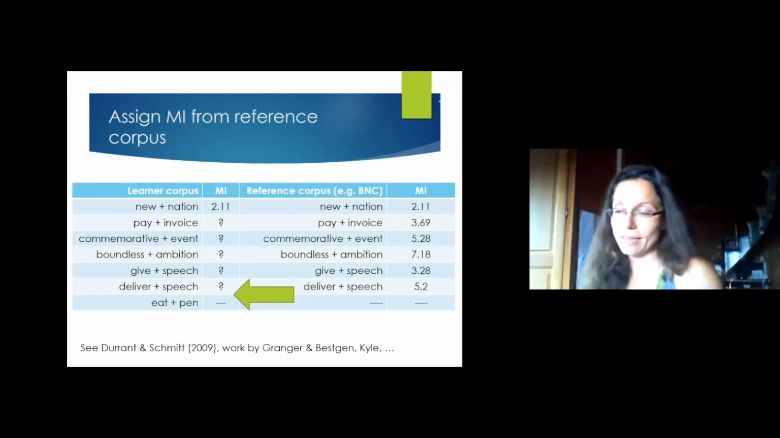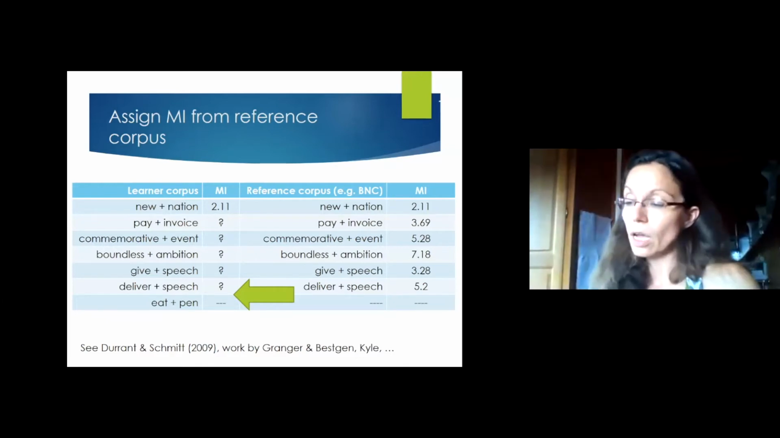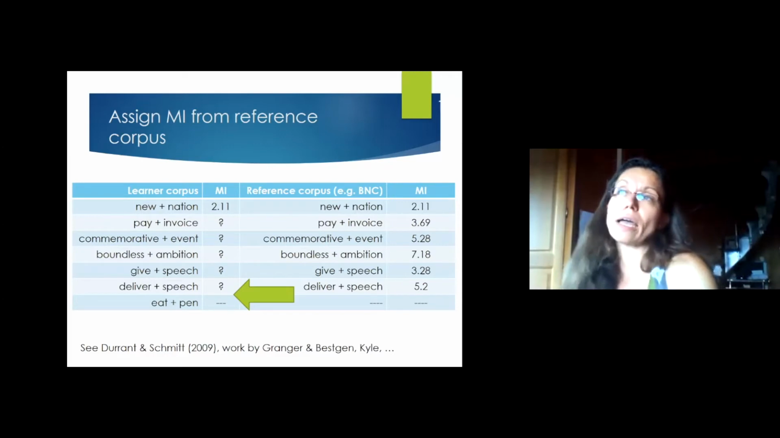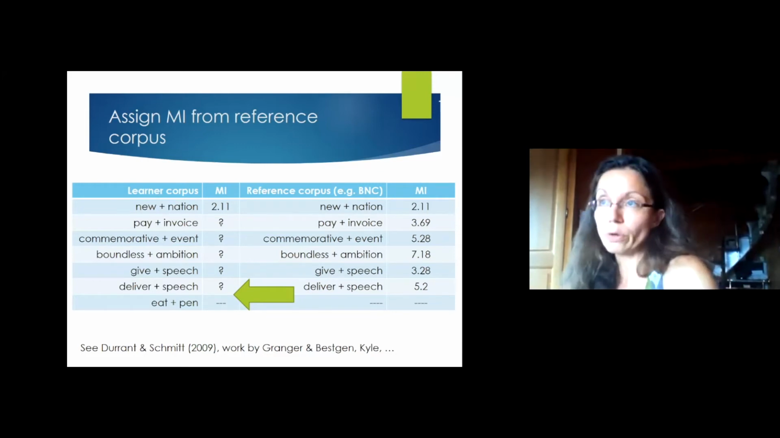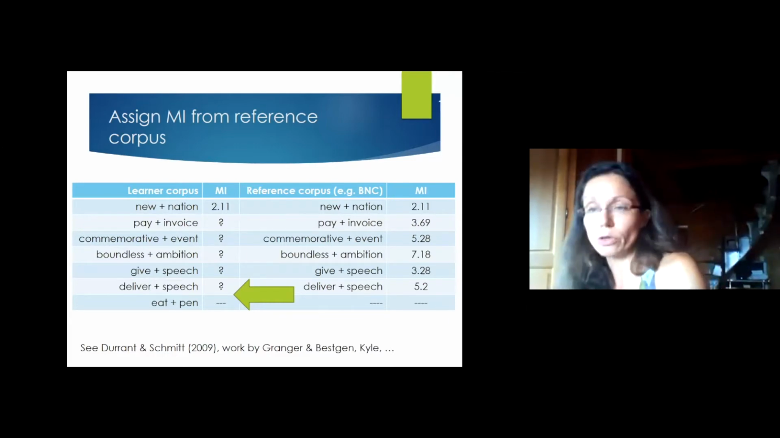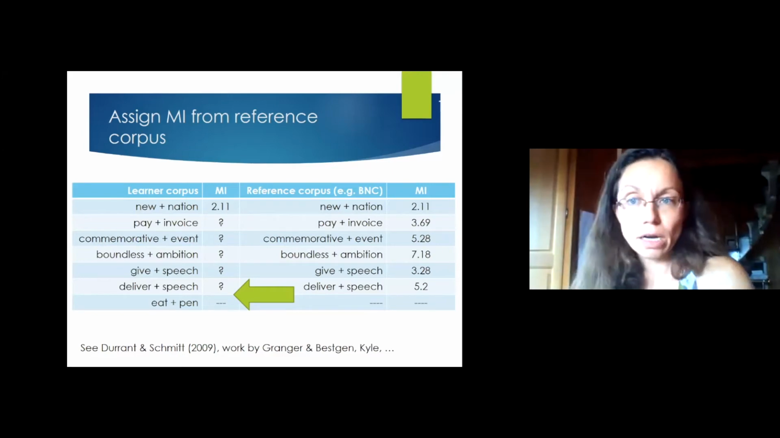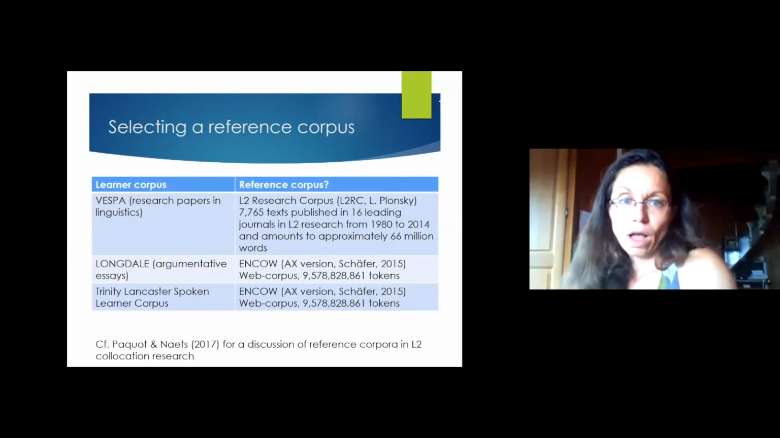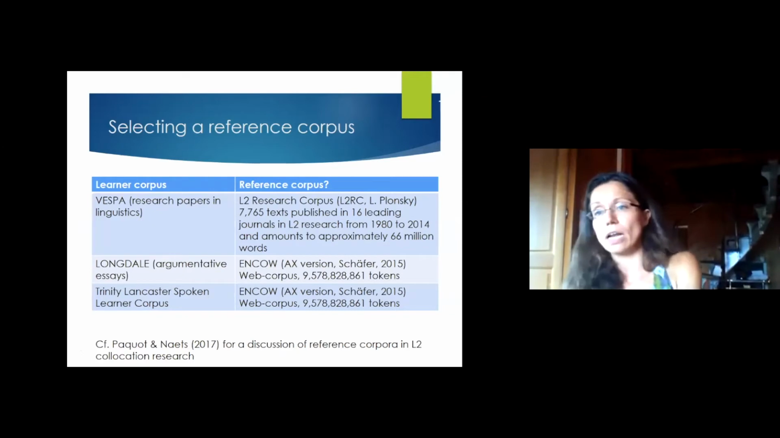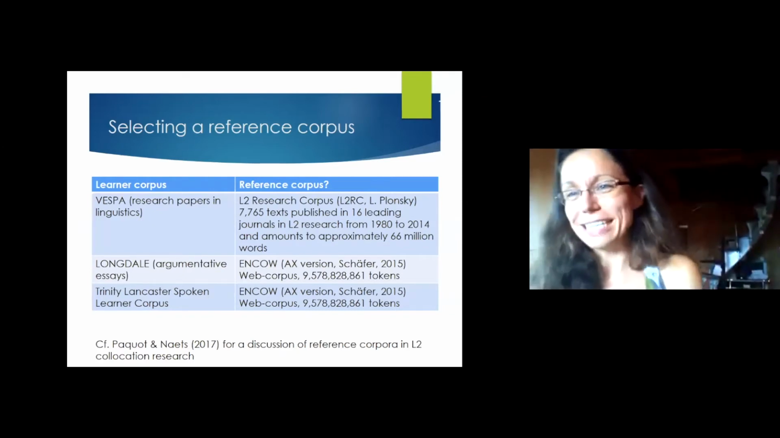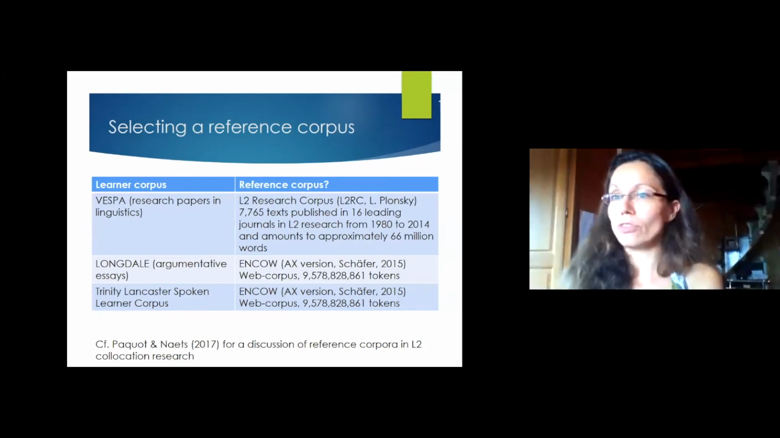Importantly, this slide is just to make sure we understand the procedure. When I'm using MI scores to operationalize phraseological sophistication, I'm basically using MI scores as computed from a reference corpus, and I use these MI scores to describe collocations as they are found in the learner corpus. Okay, so that's an important methodological point. Obviously, if I'm using a reference corpus to operationalize phraseological sophistication, the method is dependent on the reference corpus that is being used.